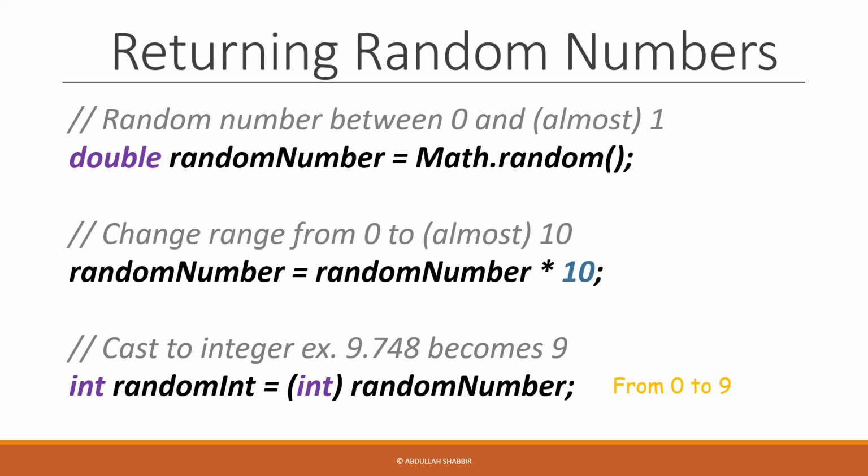Great. Now let's use this knowledge about casting and changing the range of random numbers to help us write a program that simulates and returns the correct integer value for randomly rolling dice.